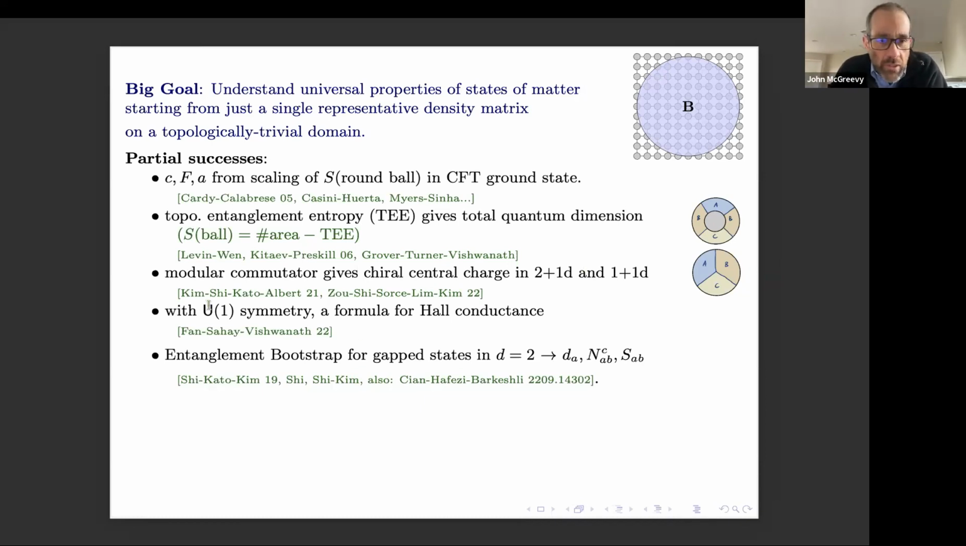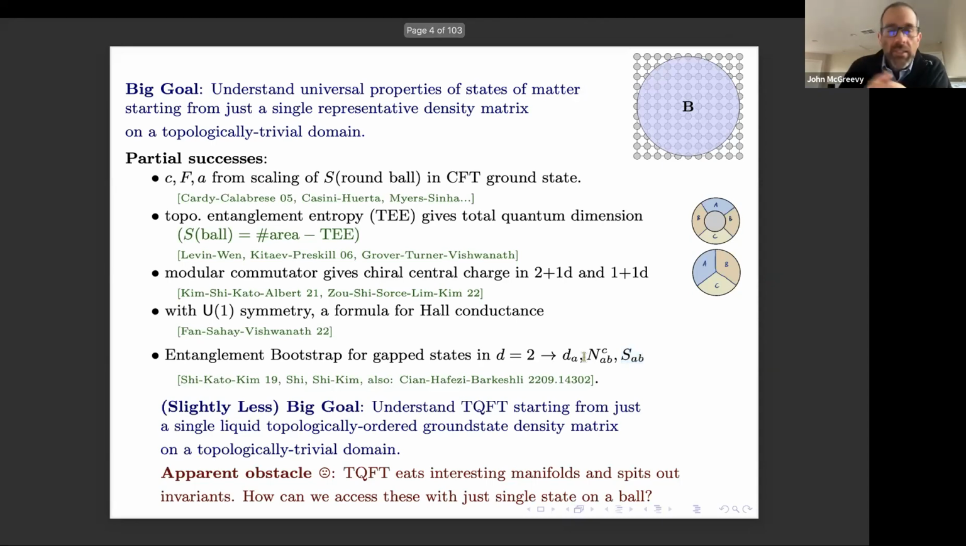Okay, and there's a generalization of this in the case of a state with U(1) symmetry, which can compute the Hall conductance, famously a universal property of a gapped phase in 2+1 dimensions. And then more generally, all of these are building up to this entanglement bootstrap program, which has been applied so far mainly to gapped states in 2+1 dimensions, where it's been used, as I'll review, to extract information about the spectrum of anyons. So the list of anyons, their quantum dimensions, their fusion rules, and indeed their braiding properties also, just starting from a single representative wave function.